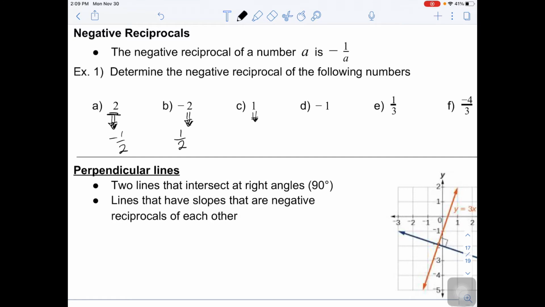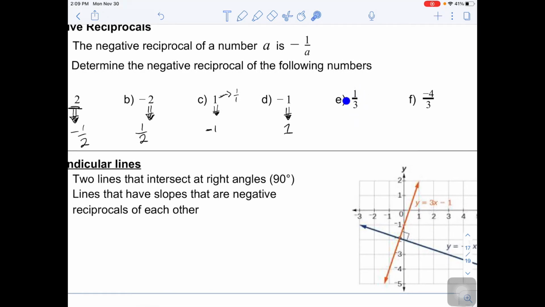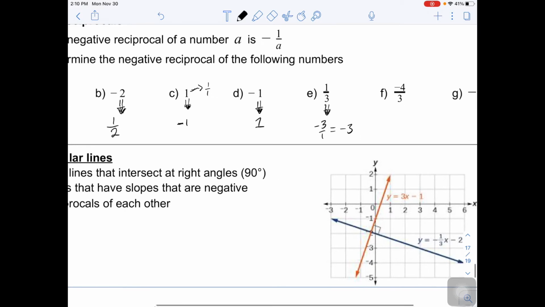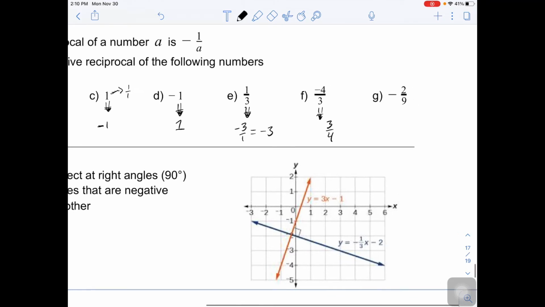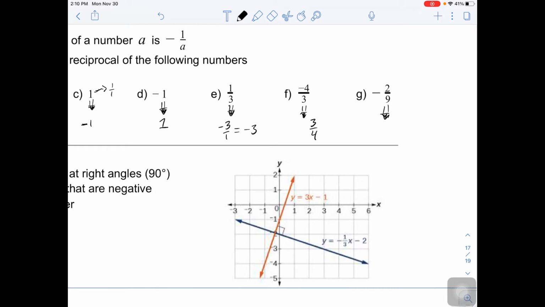The negative reciprocal of 1 is negative 1 because this can be seen as 1 over 1, and flipping that isn't going to do anything, so we're just changing the sign. The negative reciprocal of negative 1 would be positive 1. The negative reciprocal of 1 over 3 would be negative 3 over 1, which is simply negative 3. And the negative reciprocal of negative 4 over 3, well, we're just going to flip and change the sign to positive. Negative reciprocal of negative 2 over 9, again, we're going to flip and change the sign.